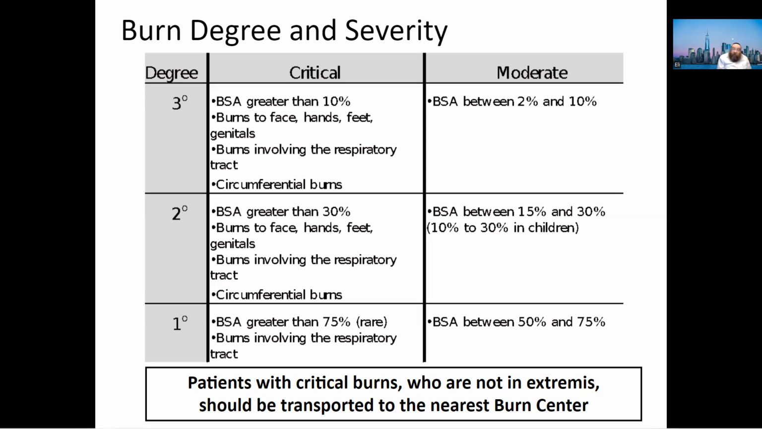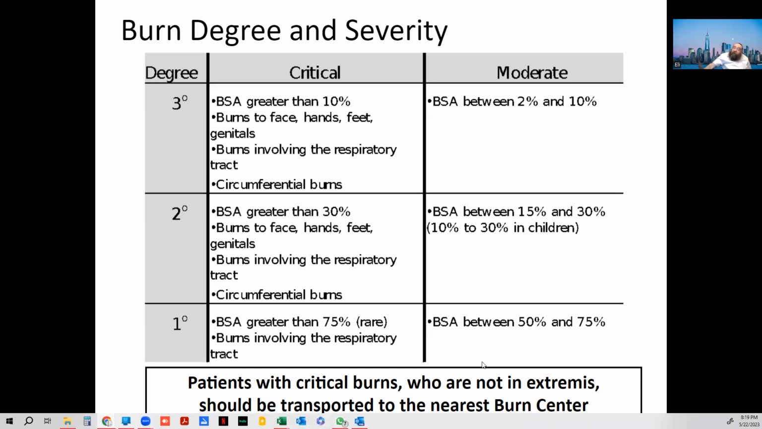And if you're in Brooklyn Central, you can choose. You can go to either because they're pretty much similar distance. Lately, I've been very happy with Cornell, and I've taken quite a few of my burn patients there that needed it. So let's just look at the difference.